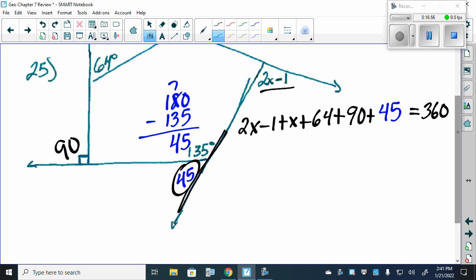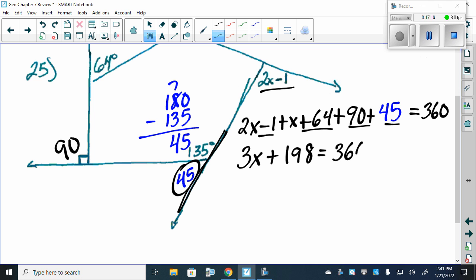Now we can add all the variables together, all the ones with x. So 2x plus x is 3x. And then we can add the other terms together. So we can add negative 1, 64, 90, and 45. And if we add all these together, we get 198 is equal to 360.